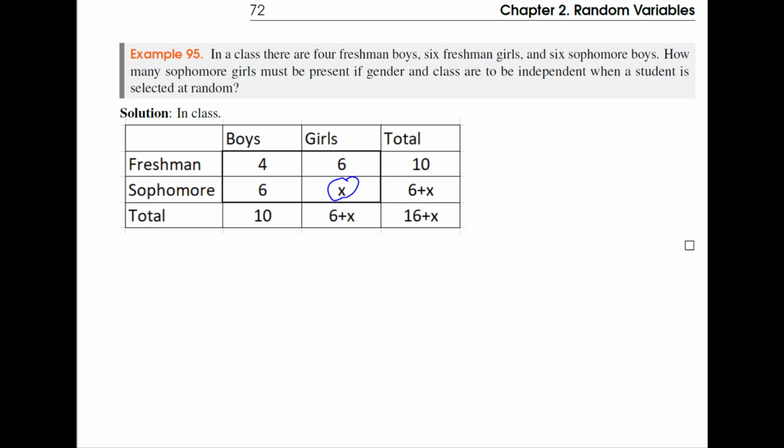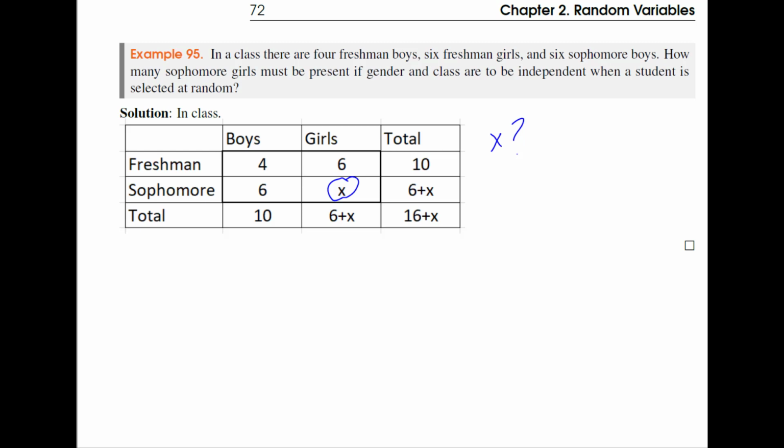The body of the table is the joint PMF. And then X is the unknown. I'm using X. I know it's a bad choice. It's not a random variable or a realization of one. I guess it could be. Anyway, so we're solving for X, right? So what is the value of X such that these guys are going to be independent?